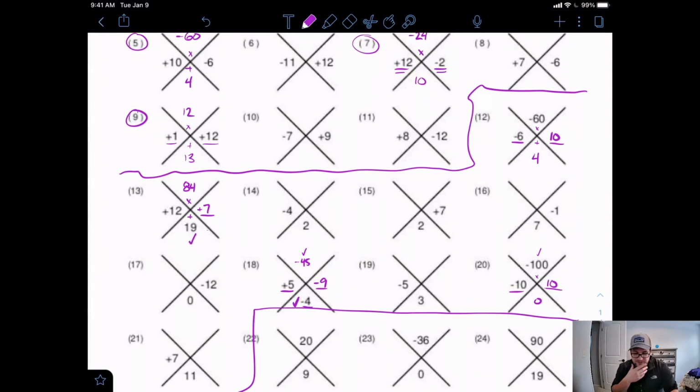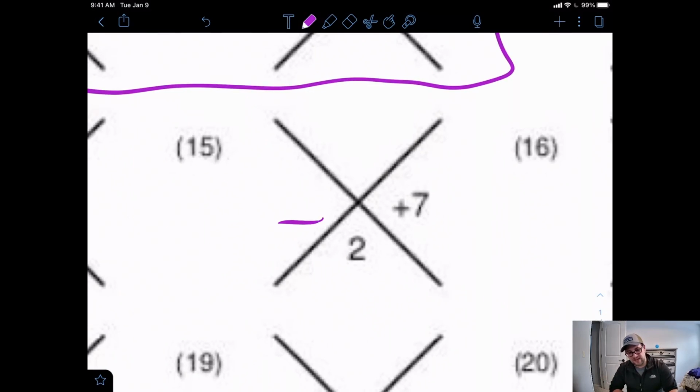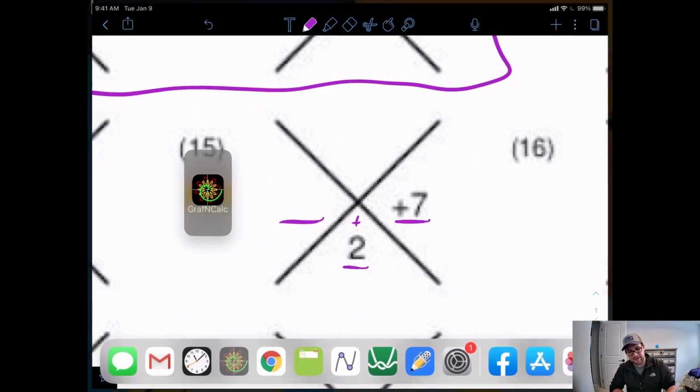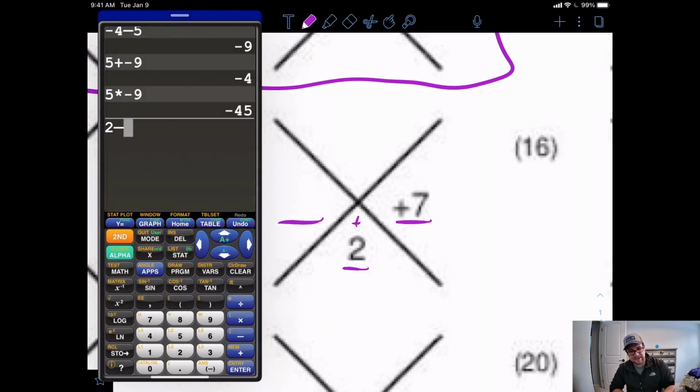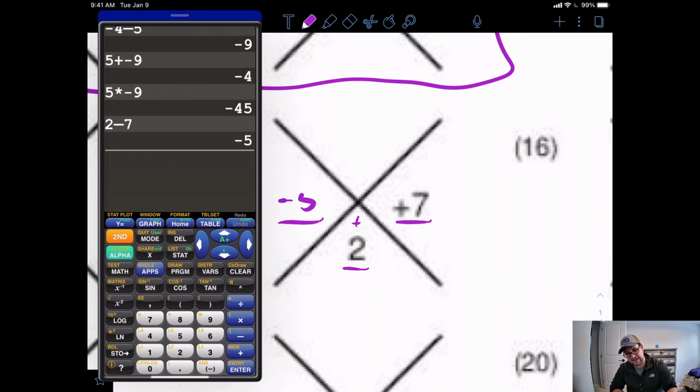Now, these problems are all relative. Let's do one more. How about 15? So something plus 7 equals 2. If you don't know what it is, then all you got to do is take the bottom number and minus the side number. So 2 minus 7 means this must be a negative 5.